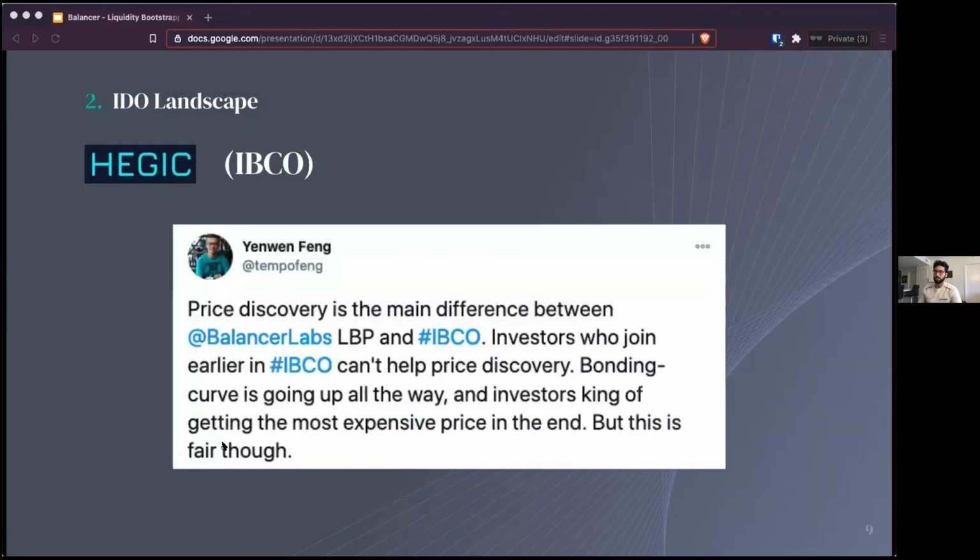This is a good summary by Yenwen from Perpetual Protocol. Price discovery is the main difference between Balancer LBP and an IVCO. Investors who join earlier in an IVCO can't help price discovery. The bonding curve is going up all the way, and investors end up getting the most expensive price in the end. But this is fair, because everyone's getting the same price. But it kind of sucks because you can't get a better price by timing the market better.